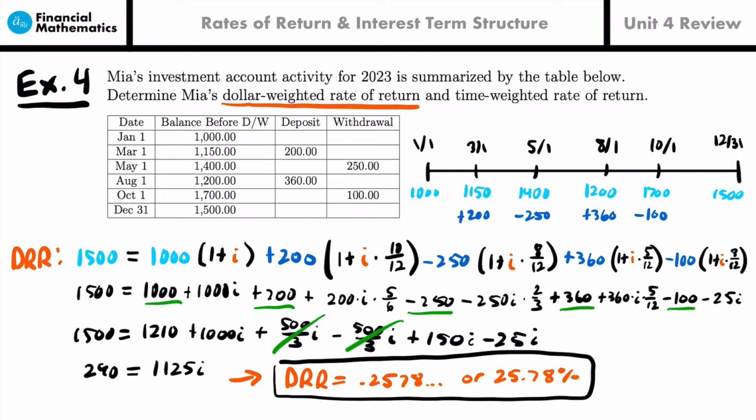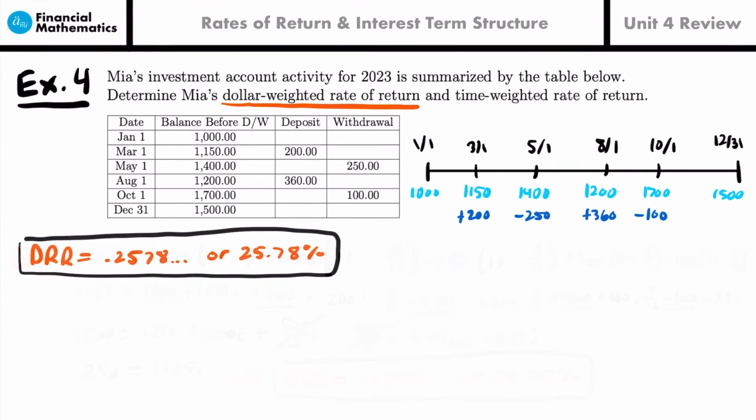All right, so that's half the problem. We just found the dollar-weighted rate of return. Now let's work on finding the time-weighted rate of return. To find the time-weighted rate of return, we need to use a different formula, and we're going to be using all of the given values in our table that we've also labeled on our timeline.